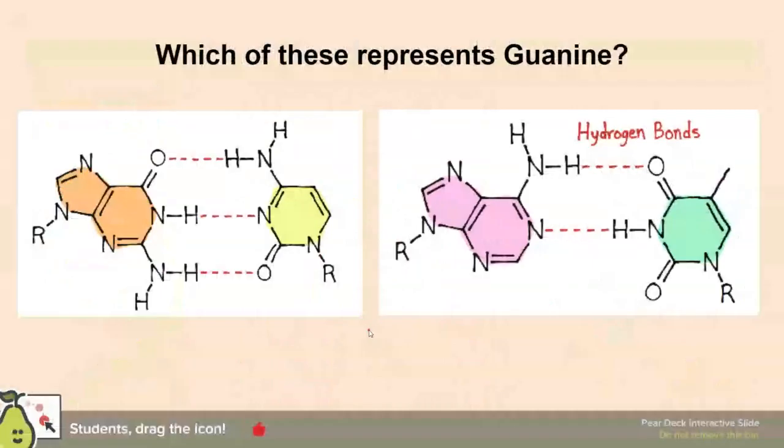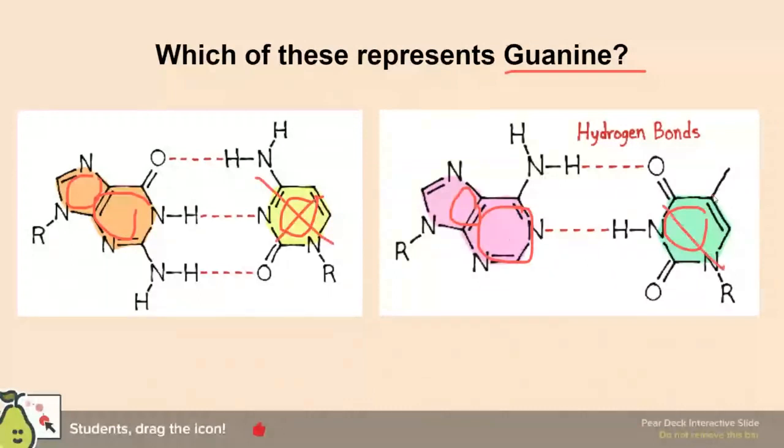Looking at these nucleotides, looking at these nucleic acids, which one represents guanine? Well, the first thing that I notice is that this has 2 rings and this only has 1 ring. This has 1 ring and this only has 2 rings. So I can automatically eliminate the ones with only 1 ring because I know guanine is a purine.